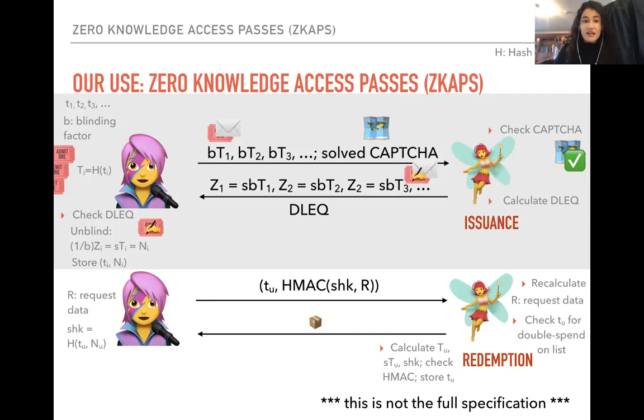Yay! This is the whole idea behind it, but this is still not the full specification. To make this talk more comprehensible, I just wrote hash function, but actually three hash functions are used: one for the issuance phase, another for the redemption phase, and a third for the DLEQ proof. Just think of it as a Schnorr construction.